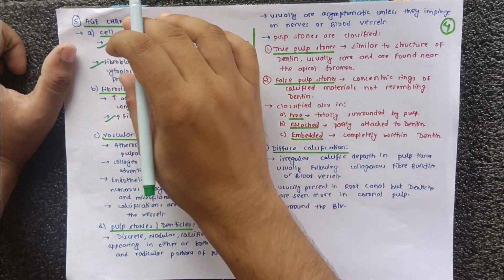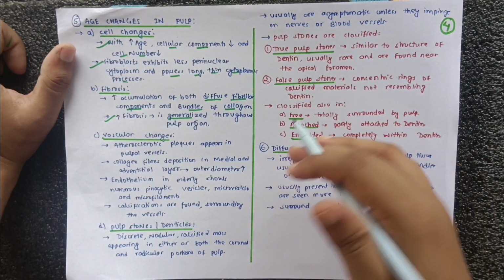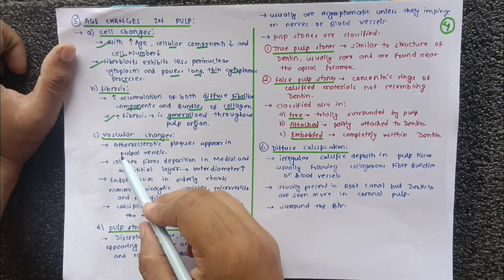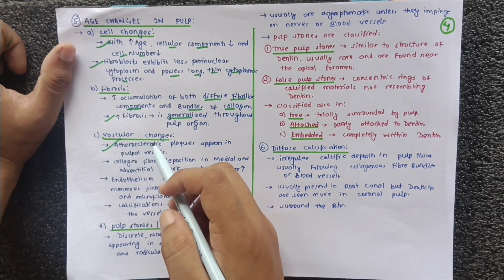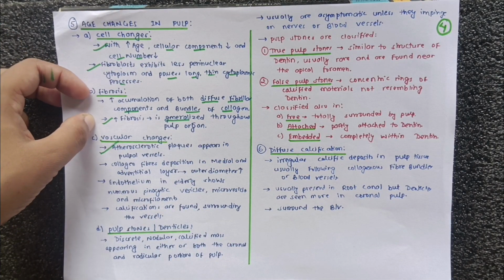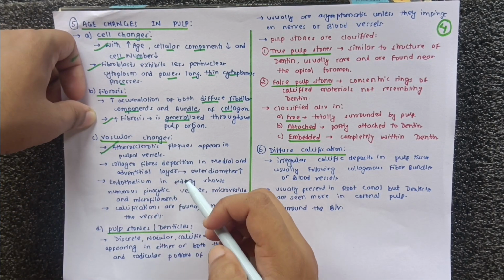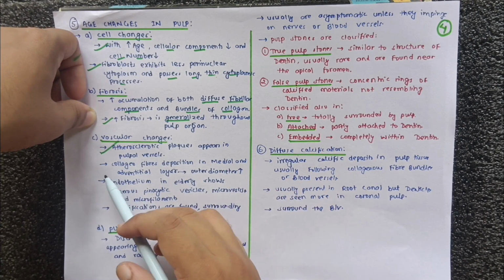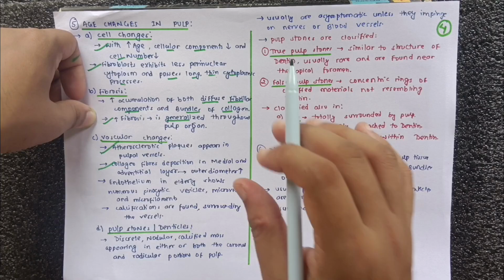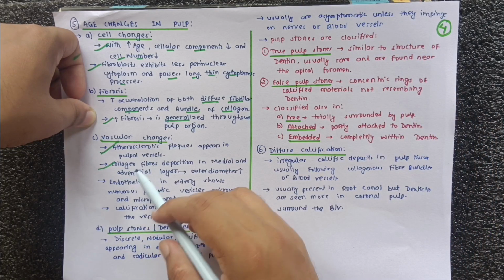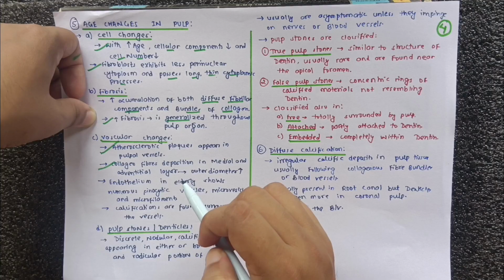After the cell changes and the fibrosis, the third point is vascular changes. Atherosclerotic plaques appear in the pulpal blood vessels. Another thing is collagen fiber deposition in the medial and adventitial layers. So the outer diameter increases but the lumen remains the same. The wall thickness increases with time, and it is done by the collagen fiber deposition.